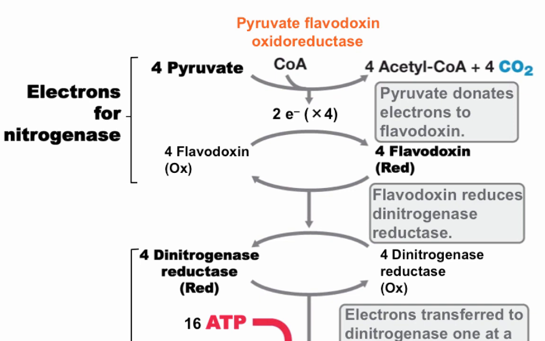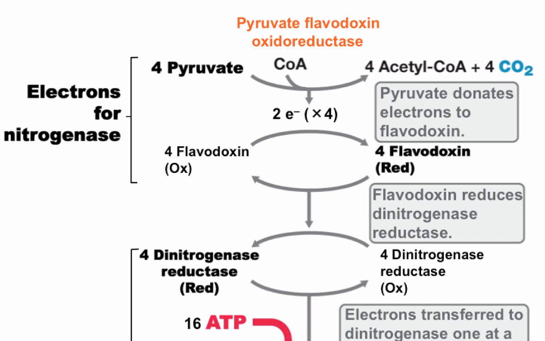So what we have over here at the beginning is a pyruvate molecule, so 4 pyruvate molecules, acted on by the enzyme pyruvate flavodoxin oxidoreductase. It's going to take 4 pyruvate and remove 4 times 2 electrons to generate 4 acetyl-CoA and 4 carbon dioxides. So the pyruvate is going to donate the electrons to the flavodoxin. The flavodoxin is going to be the other partner, 4 of them, which are going to be reduced, shown over here by this bold flavodoxin word, and contain the electrons now.